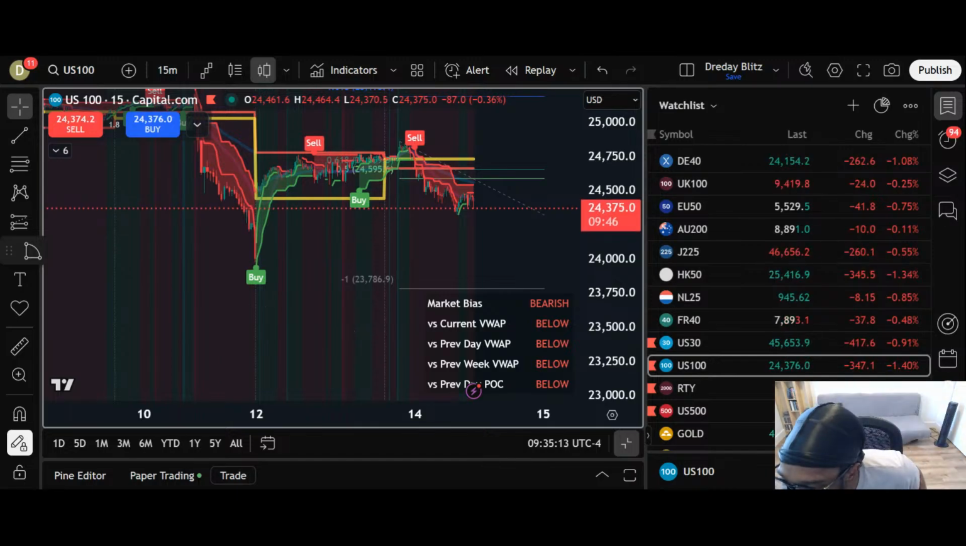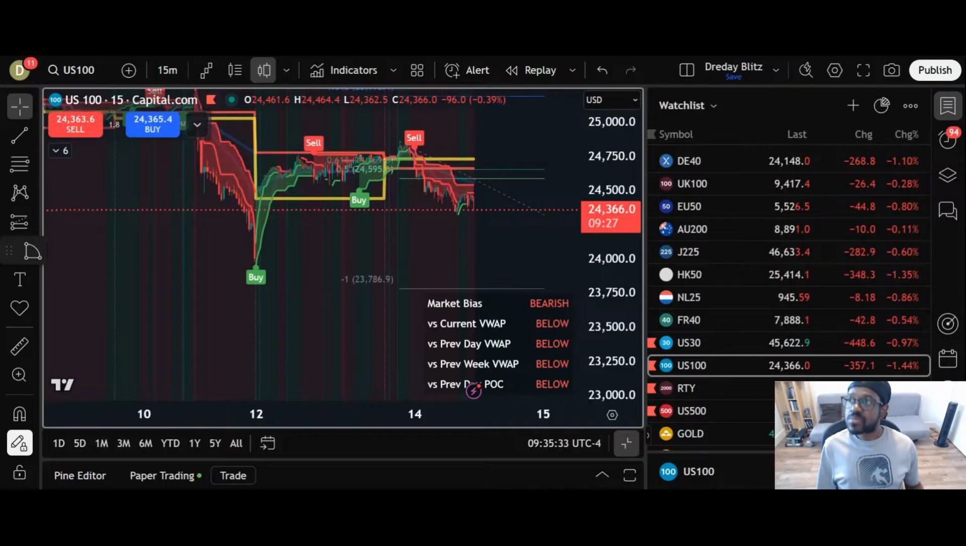If not, yeah, exactly. So we may have a continuation here until power will speak, or we may not have any signals at all. So we'll see, we'll see, we'll see.